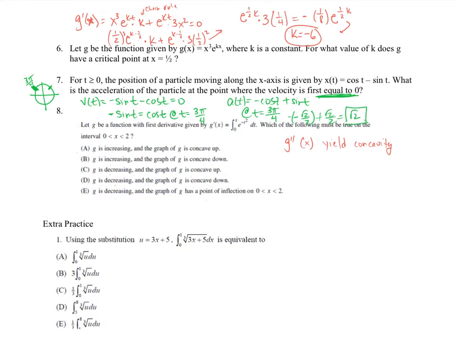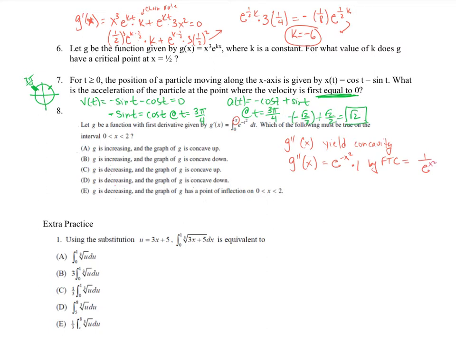on 0 to 2? Well, g double prime of x is going to be e to the negative x squared times 1. We've got to take the derivative of that, right? Chain rule it. So this is FTC. We took the derivative of an integral, so we got that, times 1. This is, again, by FTC, which yields 1 over e to the x squared.